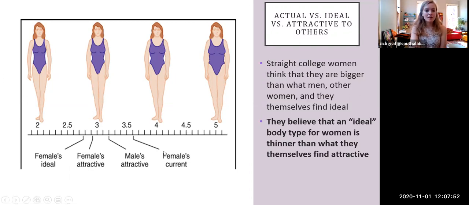So women on average believe that their body is bigger than what other women and other men would find attractive. Interestingly, they think that what men find attractive is a little bit bigger than what other women find attractive. But most strikingly of all, the body type that they say that they're aiming for is actually thinner than what they think men find attractive and what they themselves think is attractive, and what they think other women think is attractive.